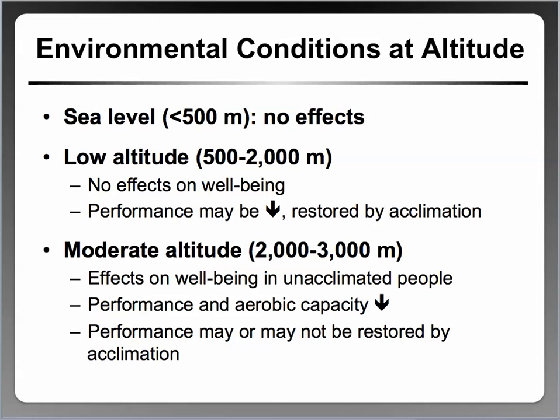You've got moderate altitude, and the range for this is 6,560 feet all the way up to 9,840 feet. So if you take a drive north up I-15 and you start getting into some of those mountains in Utah, that's around the altitude that we'd be seeing. It does have effects on people that are unacclimatized to that altitude.